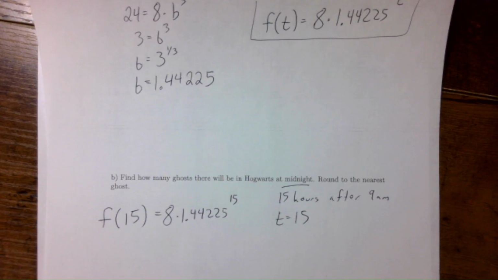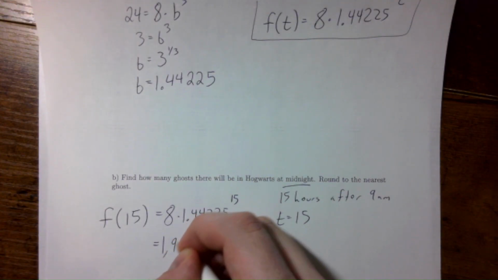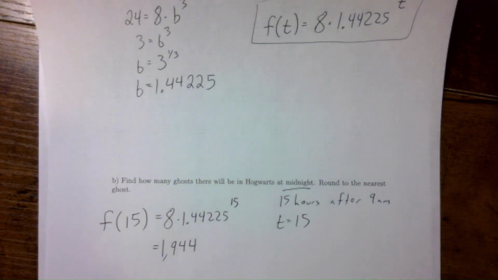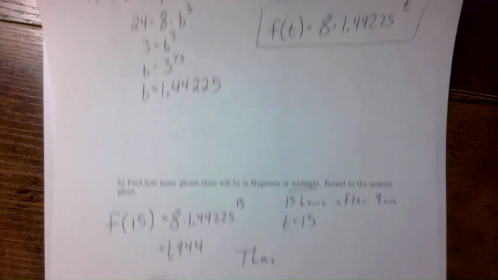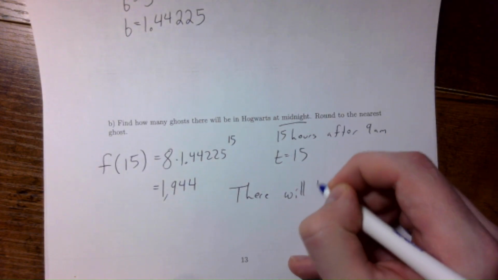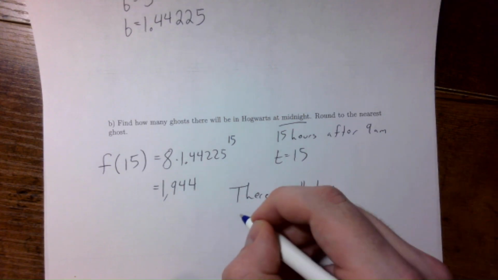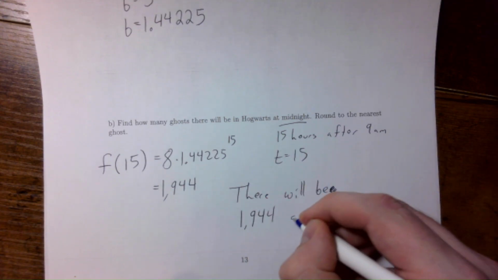So we can take that, put that into our calculator. We say, what is 8 times 1.44225 raised to the 15? And our answer is 1,944.00868. Okay, we're asked to round to the nearest ghost, so we are going to round to 1,944. And so our answer is that there will be 1,944 ghosts at midnight.